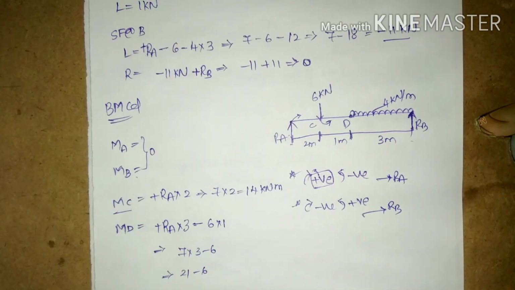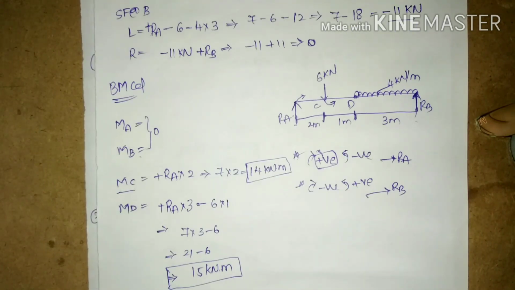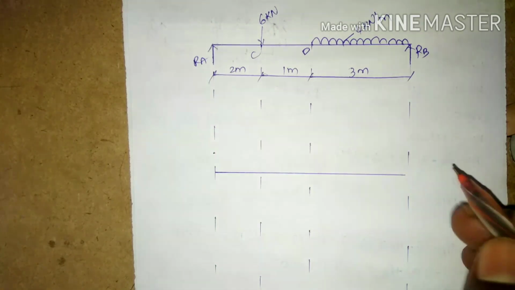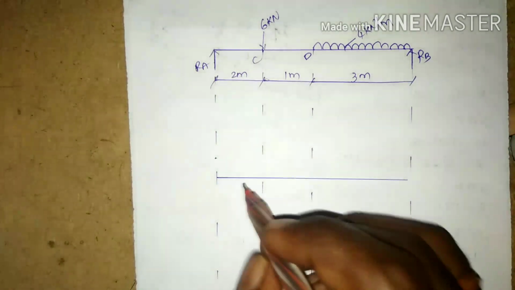With the values of moment about C and moment about D, and the shear force values at A, at C, at D, and at B, we are going to draw the shear force diagram and bending moment diagram. Let's see the diagram. This is our sketch to draw the shear force diagram and bending moment diagram. Let us have the values.